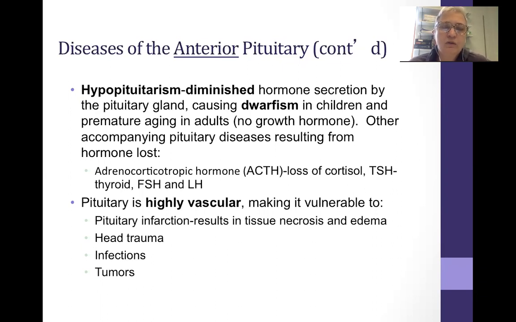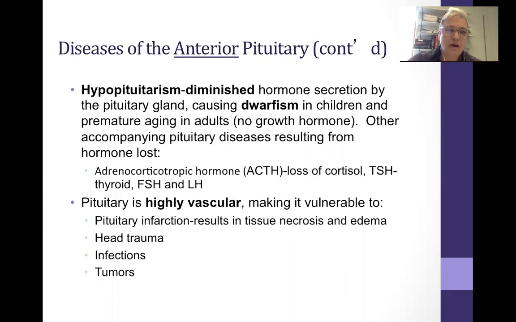This could cause a lot of things actually, but specifically dwarfism in children and some problems with adults as well if you don't have growth hormone. Let's see, the pituitary could get damaged pretty easily. It's highly vascular, so infections, trauma, infarctions, all of those things can lead to problems with the pituitary, of course, including tumors.